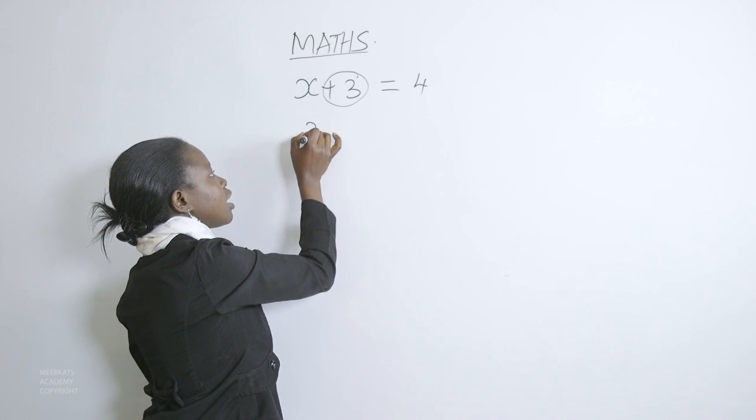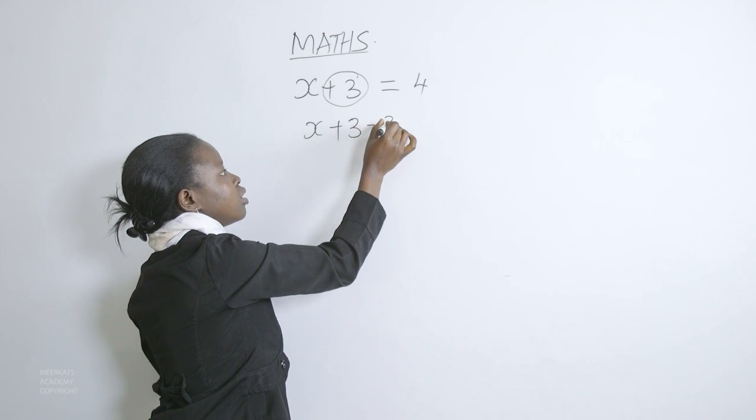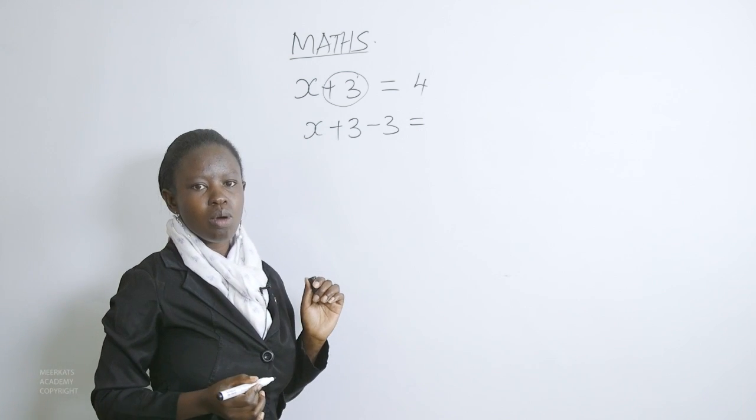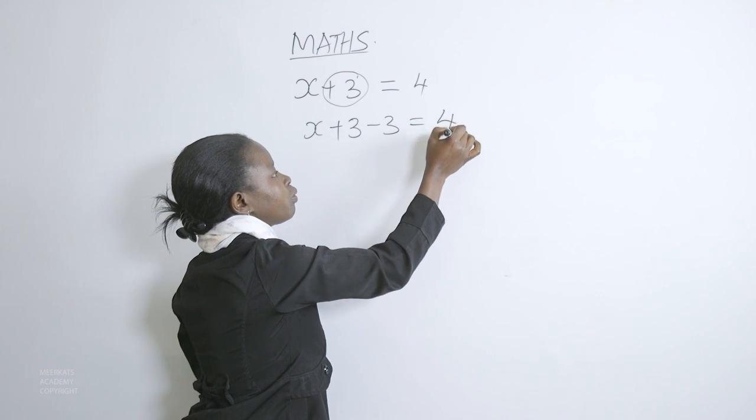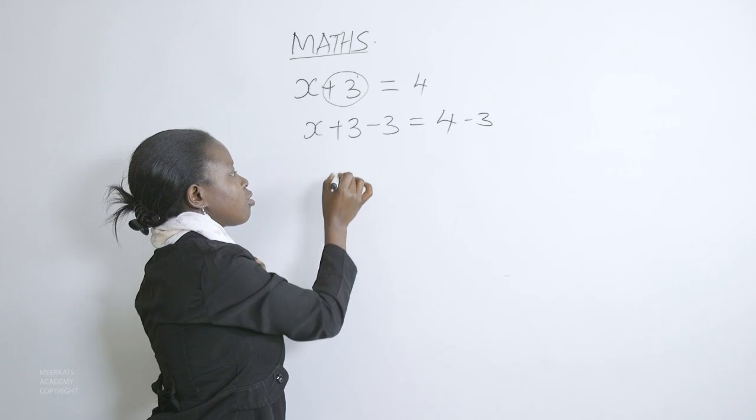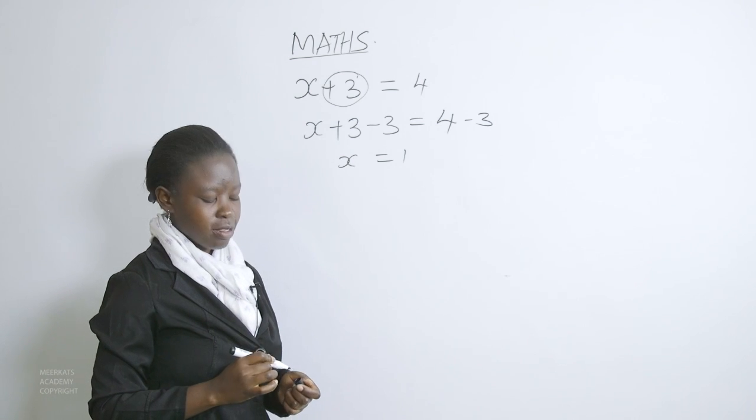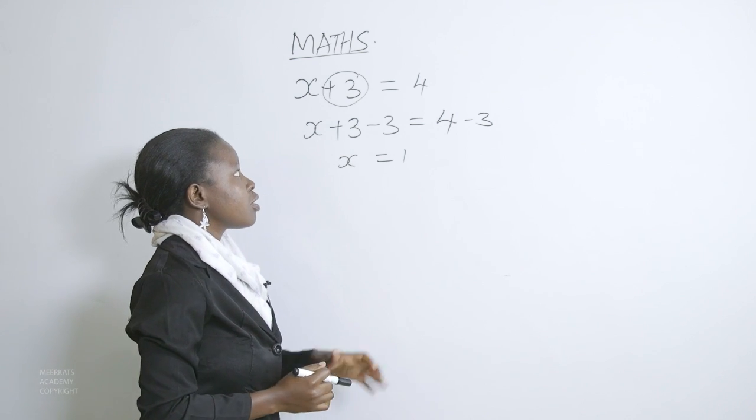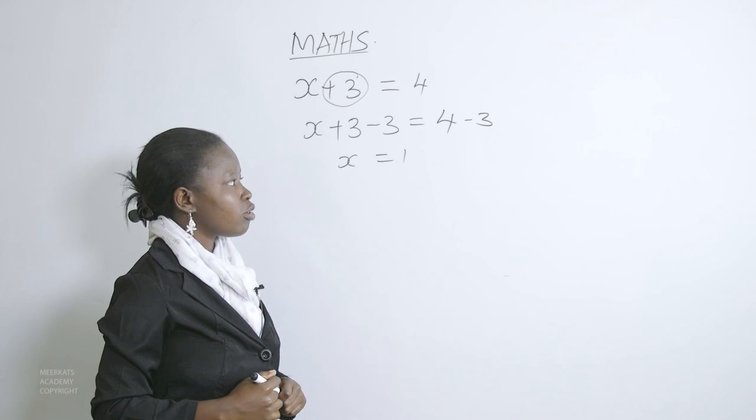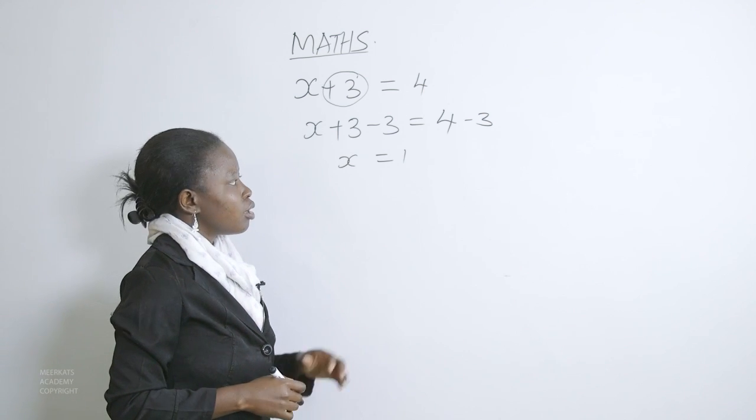So it means that I'll subtract 3 on both sides, so that I have x plus 3 minus 3 will be equal to 4 minus 3. Subtracting 3 from both sides, you remain with x is equal to 4 minus 3, which is 1. So this is the systematic way of solving the equations that we have.